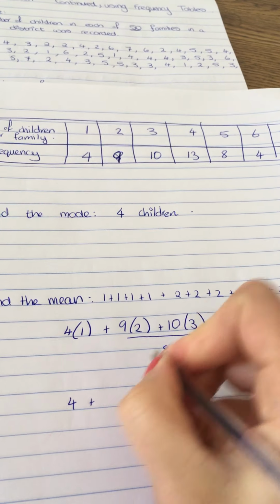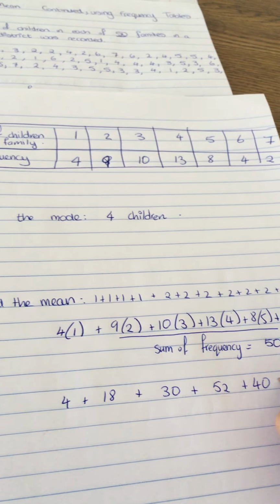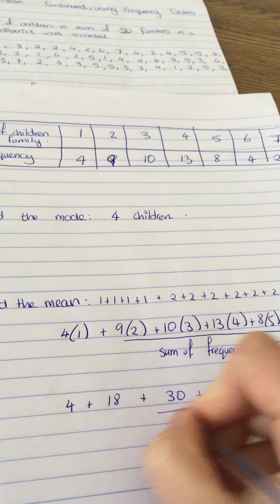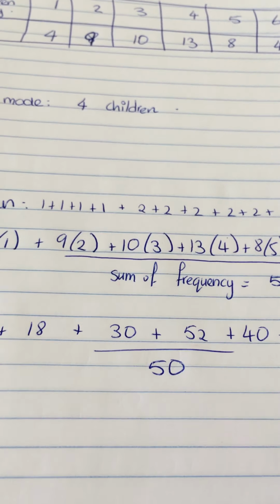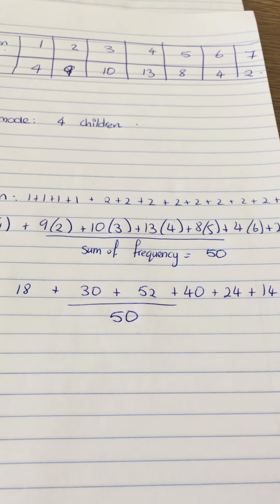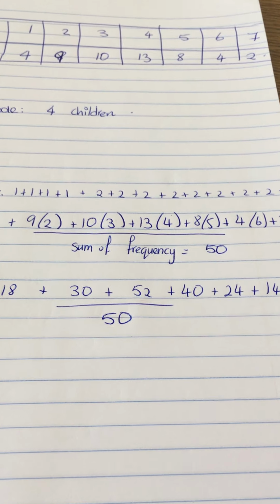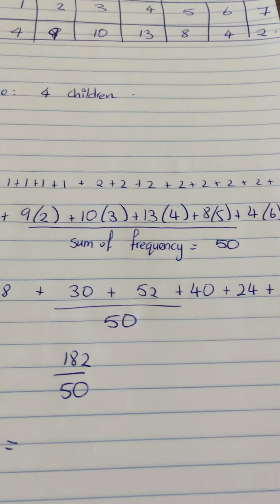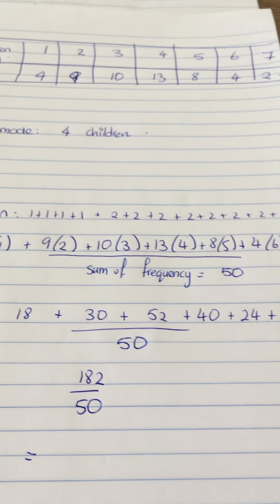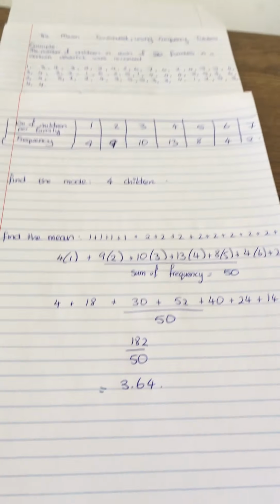So 4 1s are 4, 9 2s are 18, then 30, 52, 40, 24, 14, over 50. Get the calculator out. So 4 plus 18 plus 30 plus 52 plus 40 plus 24 plus 14 is 182. So 182 over 50 is 3.64. So that's how we find the mean from a frequency table.